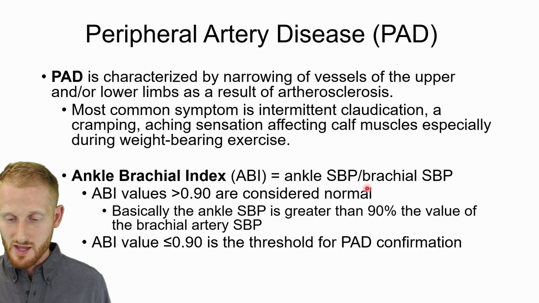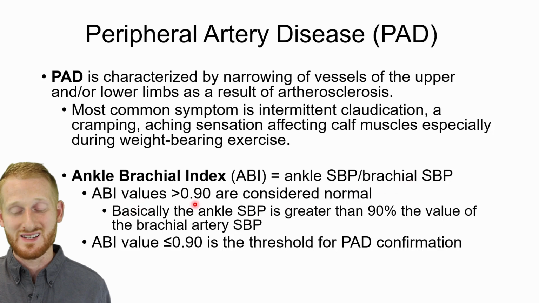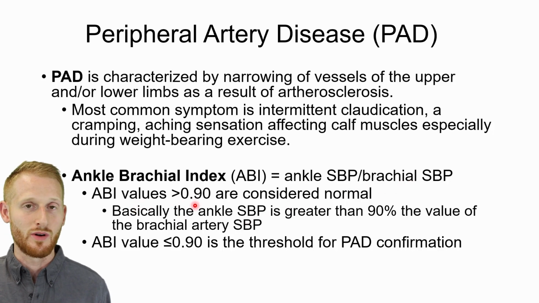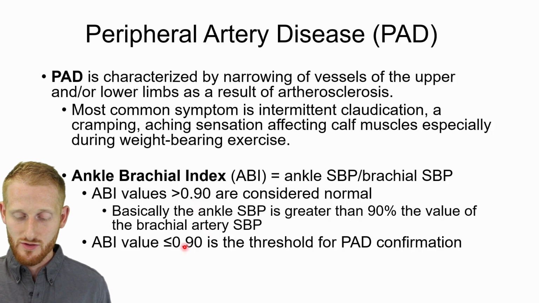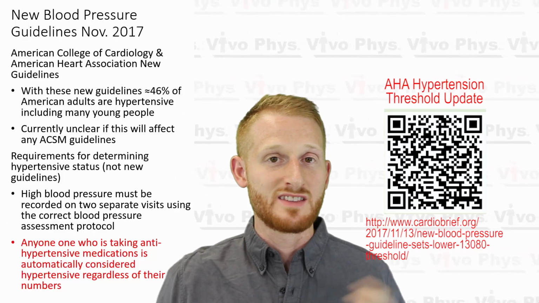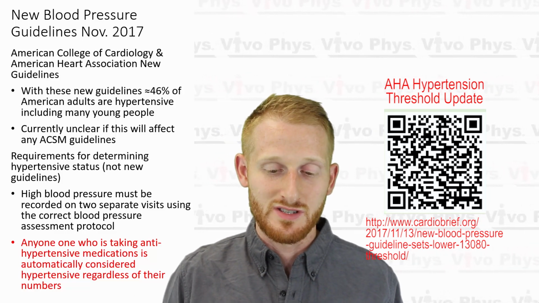All right, so if you were to, again, divide the ankle systolic blood pressure by the brachial systolic blood pressure, and you get a value that is greater than 0.90, that is considered normal. All right, so most people are in this range. If you get a value that is equal to or less than 0.90, that is suggestive of peripheral arterial disease, or PAD.